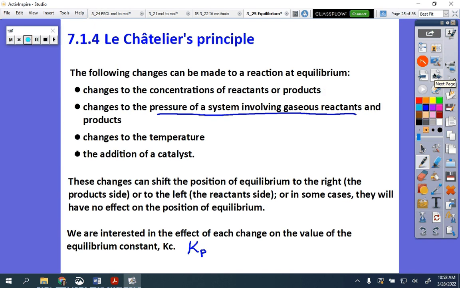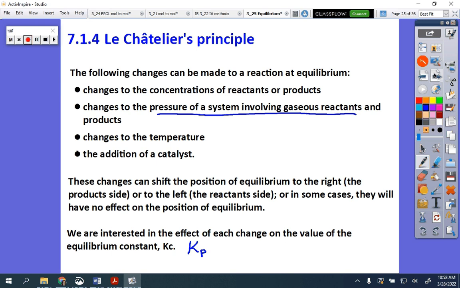So the changes that we can make to a reaction at equilibrium, the ones that you're required to know about and know how it affects the equilibrium, are change in concentrations of reactants or products, and that's going to have different effects on the equilibrium, whether it's a reactant or a product.